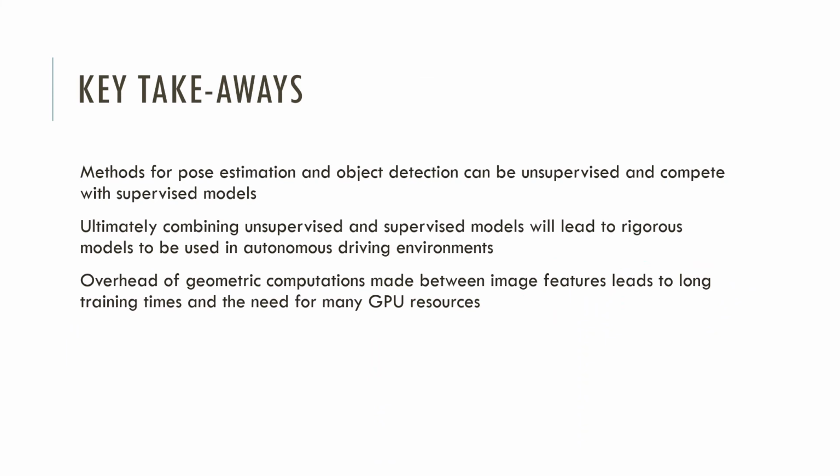Some key takeaways from my project were that methods for pose estimation and object detection can be unsupervised and still compete with supervised models, which I learned from the other papers in my project. But ultimately, combining supervised and unsupervised models will lead to better generalization of a model to be used in an autonomous driving environment, since in an autonomous driving environment it is very important to be accurate. Also, the overhead of geometric computations made between these image features could lead to longer training times and the need for many GPU resources.